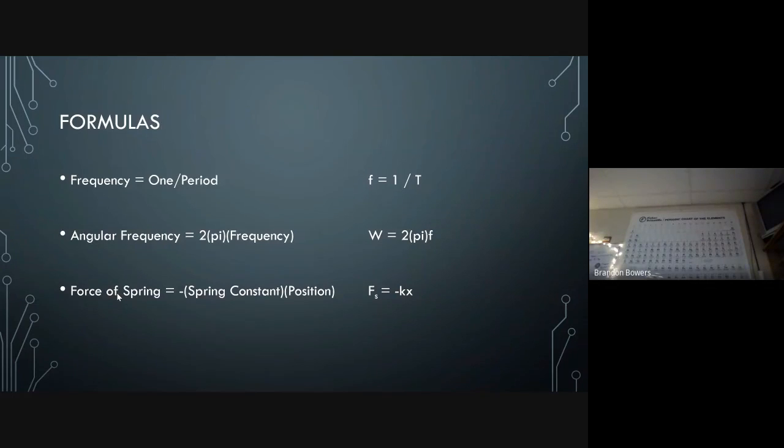Three equations. Frequency is equal to 1 over the period. Angular frequency is equal to 2 pi times the frequency. And then the force of a spring. Hopefully we remember that one. The force of the spring is equal to the negative spring constant times position.